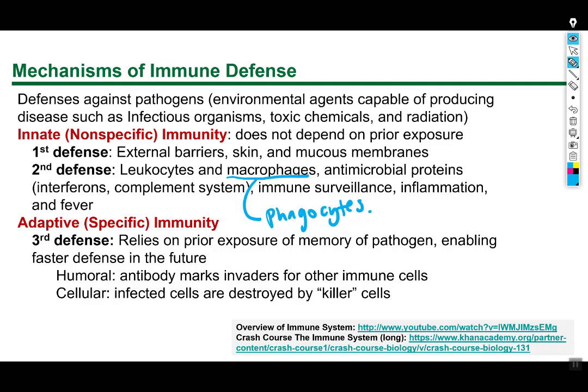So they don't discriminate. There are also antimicrobial proteins, so key idea here, non-living. And those are going to basically stick to and disable pathogens, as well as things like immune surveillance, inflammation, and fever, which is called pyrexia. So pyrexia is coordinated by the hypothalamus.